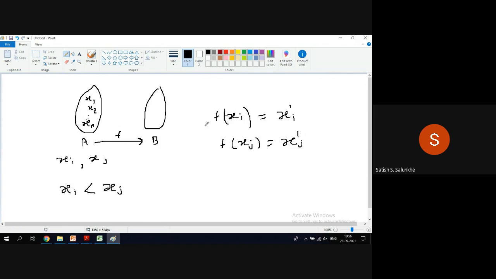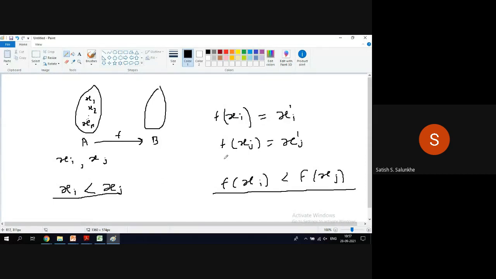Something is there in this codomain. So in general, if you take any two elements xi, xj from this domain, and if xi is less than xj, you need to observe whether f of xi is also less than f of xj in the codomain. For all xi, xj where xi is less than xj, if you do get f of xi also less than f of xj in the codomain, then we say the function is an increasing function.